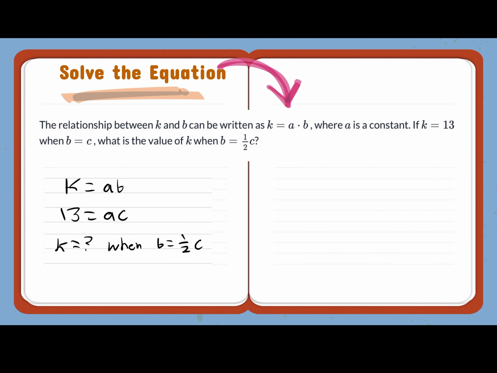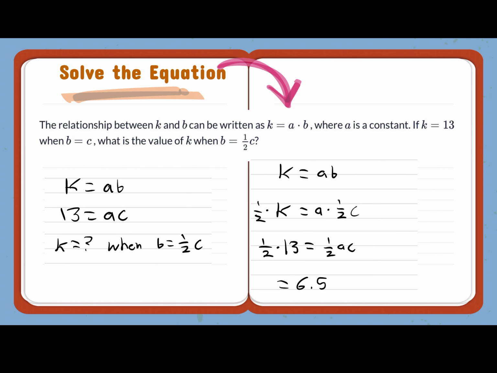So when you have b equals 1/2 c, because we normally have k equals a times c, because we can plug in b equals c, we can just multiply 1/2 to both sides because of that 1/2 times c. Now, if that's confusing to you, just think about it: we're changing that c to be 1/2, so we'll also have to change that k to be 1/2 as well, because when you multiply one side, you have to do the same thing to the other. So again, we just plug in k equals 13 here, and the answer is 6.5, just 13 divided by 2.